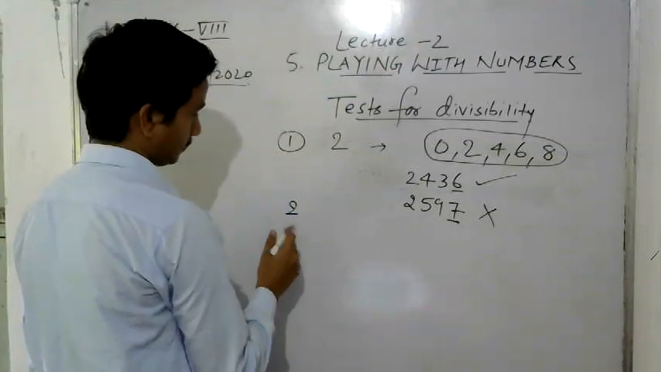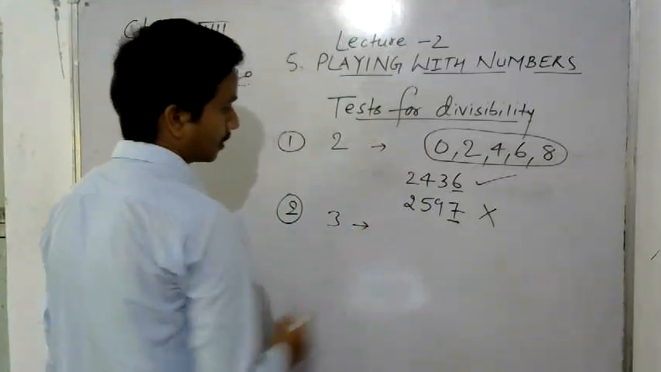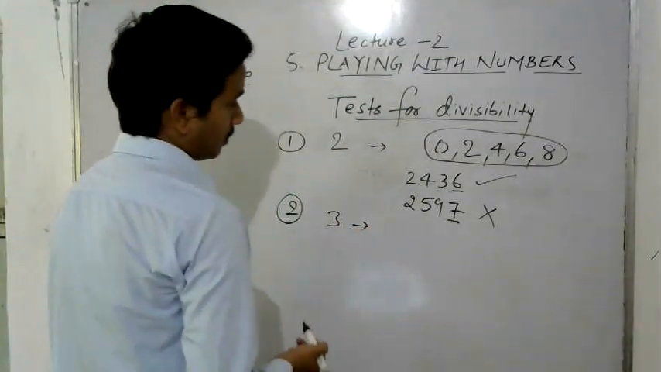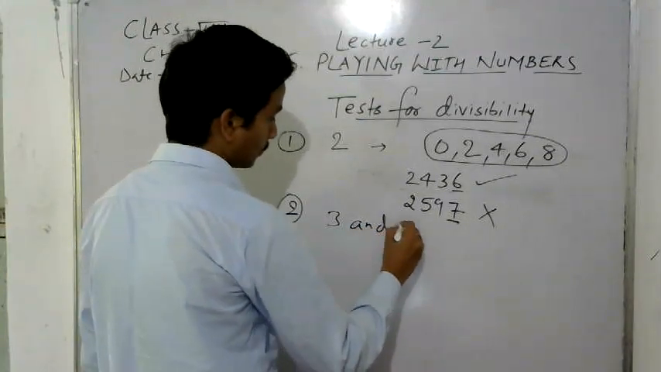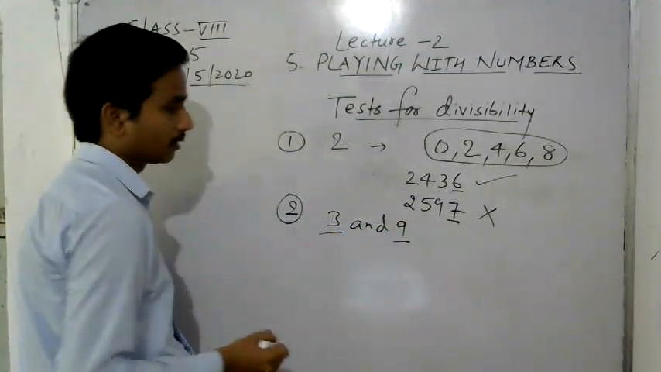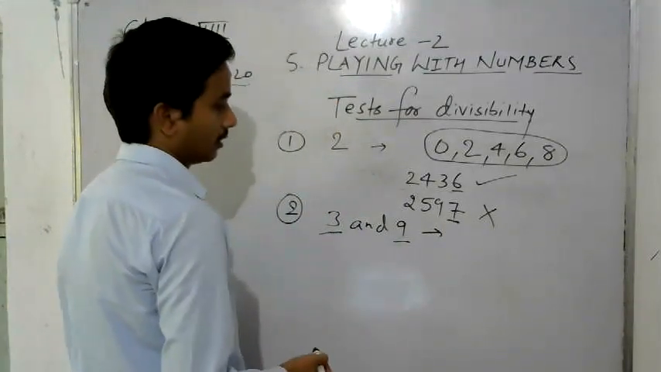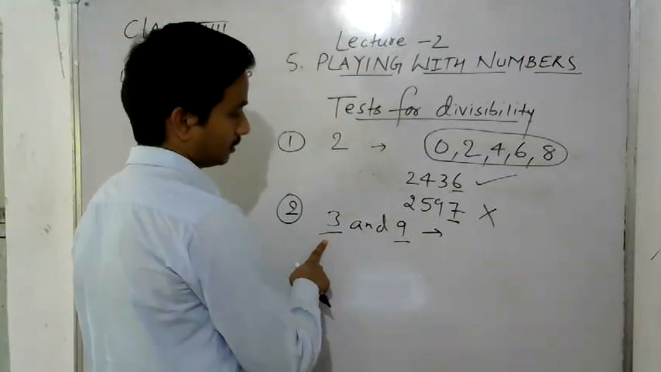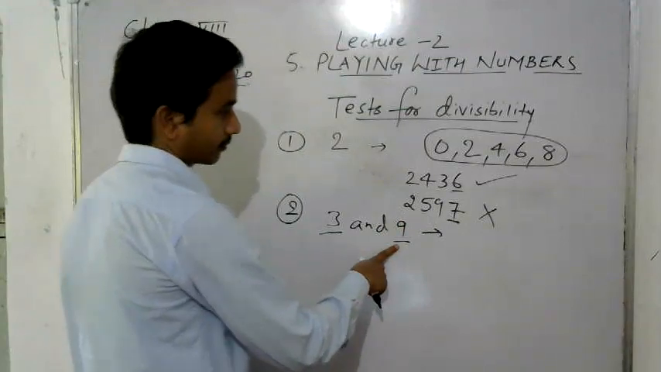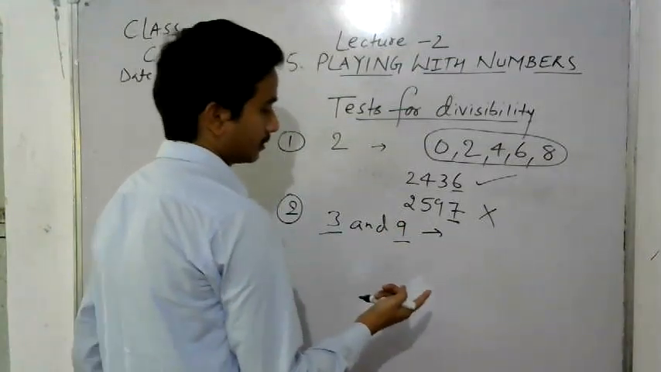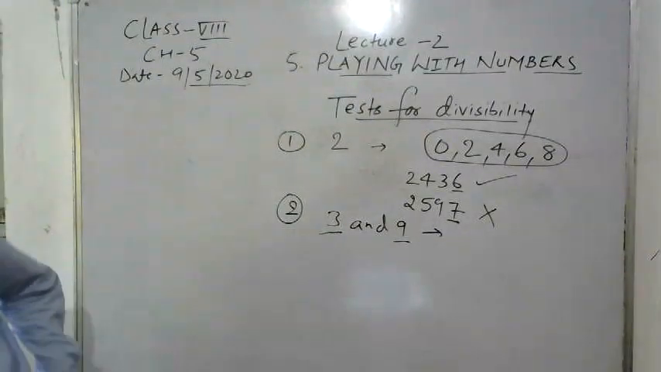Now we will see divisibility by 3. We will see divisibility by 3 and 9 together, because both have the same rule. If the sum of all the digits is divisible by 3, or the sum of all the digits is divisible by 9, then we can say that the number is divisible by 3 or 9 respectively.